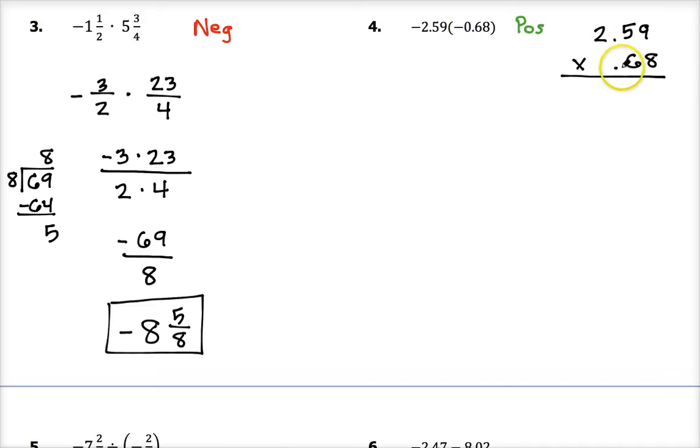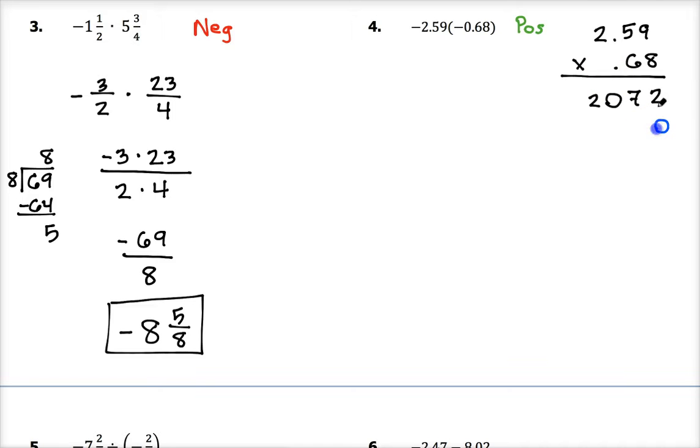When you're multiplying decimals, remember you don't line up the decimal points. In this problem, they just happen to line up, but we put the decimal in at the very end in a multiplication problem. So we'll take 8 times 9 is 72. 8 times 5 is 40, plus our 7 is 47. 8 times 2 is 16, plus our 4 is 20. And now I'll erase those and do my next line.